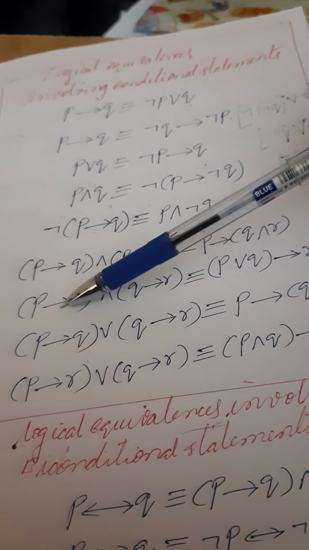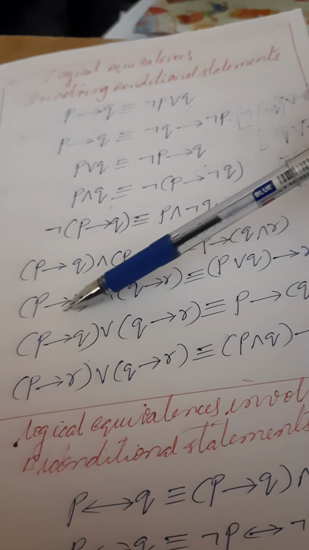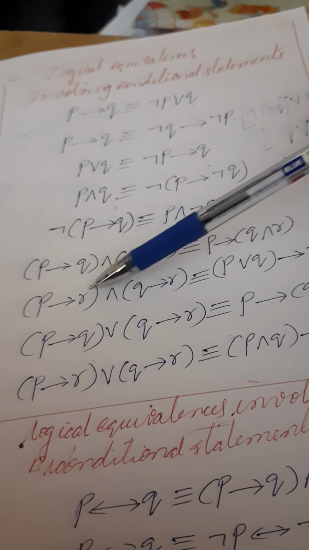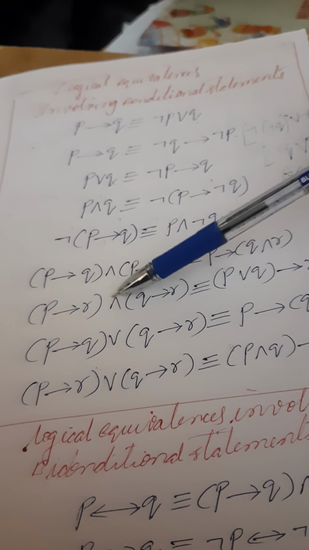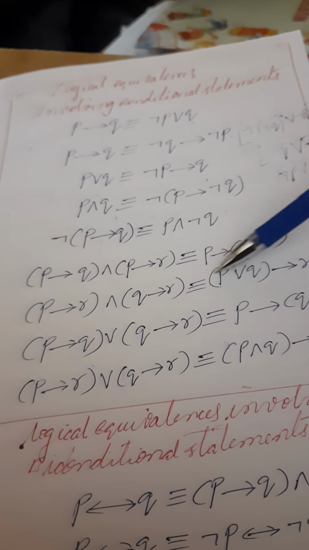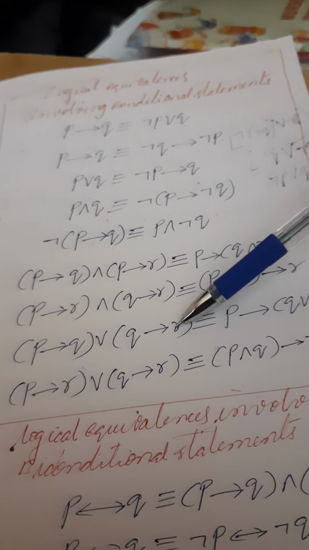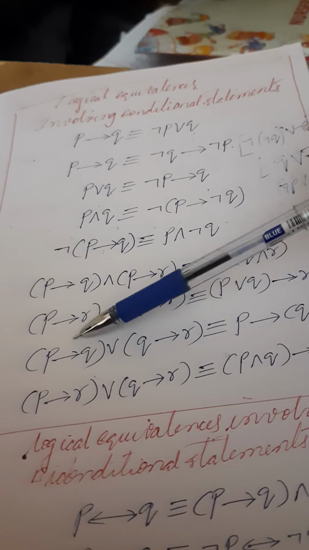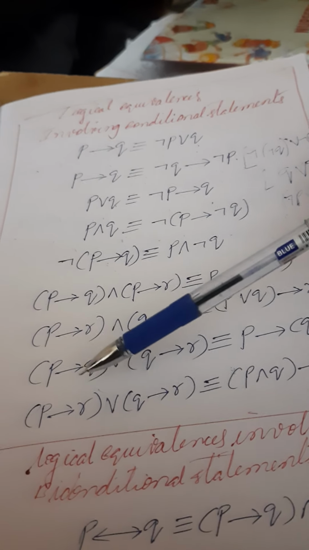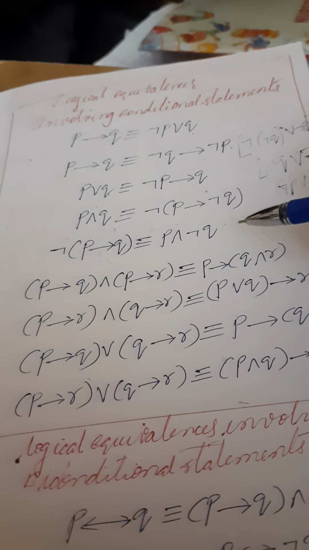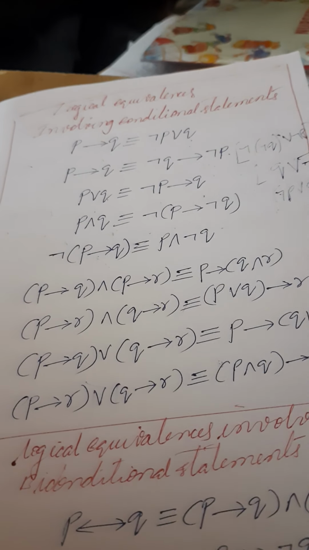Here R is implied from both the literals. That's why we can write implies R. Here this is getting reversed: opposite to conjunction, it is getting disjunction. P or Q implies R. I am telling you how to remember this, because in the exam we can easily mark the answer. Here it is P implies Q, here it is Q implies R. Sorry, I think I made a mistake here. Here P should come.